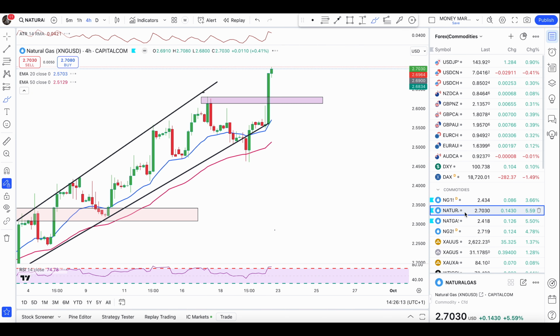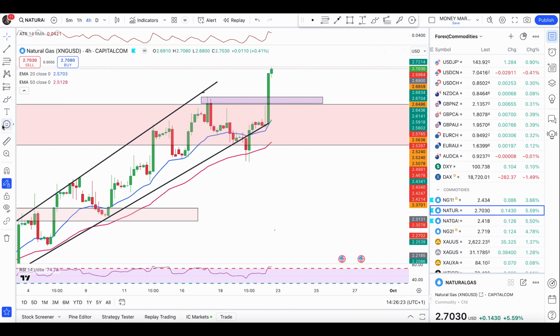Starting our analysis with nat gas right here. The price nicely breaks and closes above the 50 EMA.